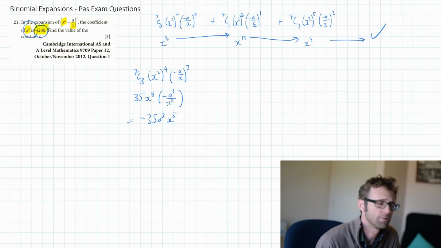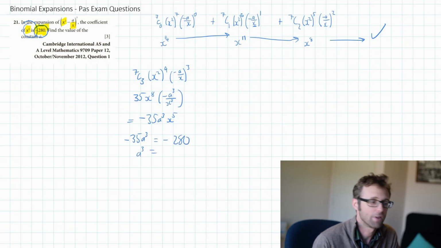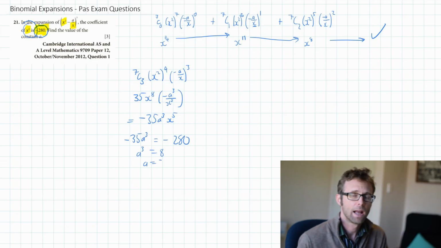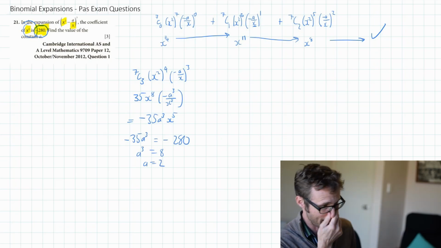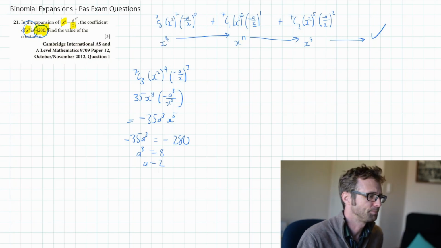And we know that our coefficient should be negative 280. So in that case, I now know that minus 35a cubed is equal to negative 280. So a cubed is equal to negative 280 divided by negative 35, which is 8. And so a cubed is 8, and so a is equal to 2. That's the first exam question that I want to talk about with you guys. Let's move on to another one.